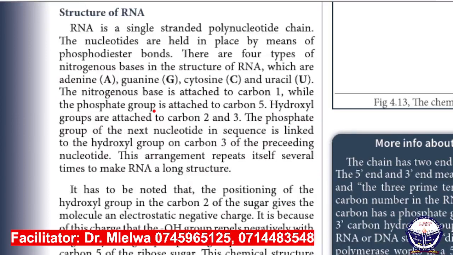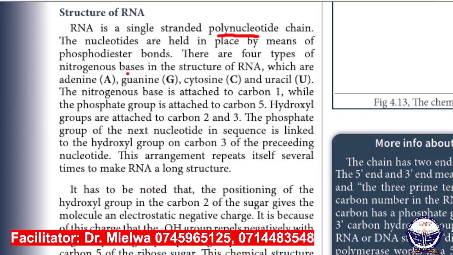Tuone structure of RNA. Structure, muundo wake, RNA ikoje? How is the RNA? RNA is the single-stranded polynucleotide chain. Single-stranded polynucleotide chain. Polynucleotide, that means many nucleotide. Poly means many. So the single-stranded polynucleotide chain, the nucleotides are held in place by means of phosphodiester bond. Kwa zile nucleotide zimeshikwa na phosphodiester bond. Phosphodiester bond kazi yake ni kuunganisha nucleotide moja na nucleotide nyingine.